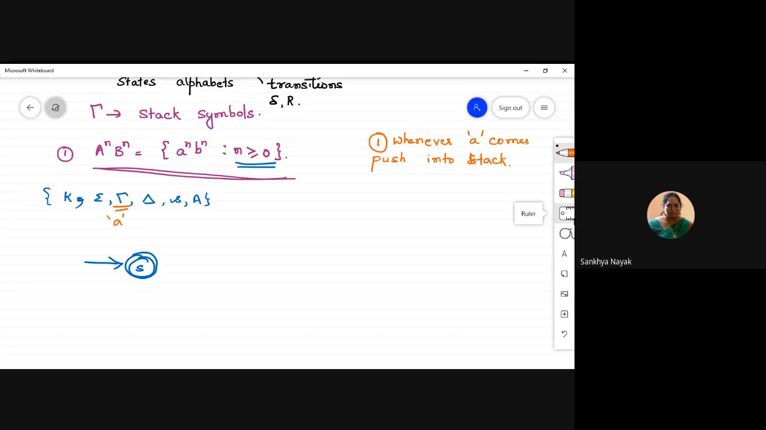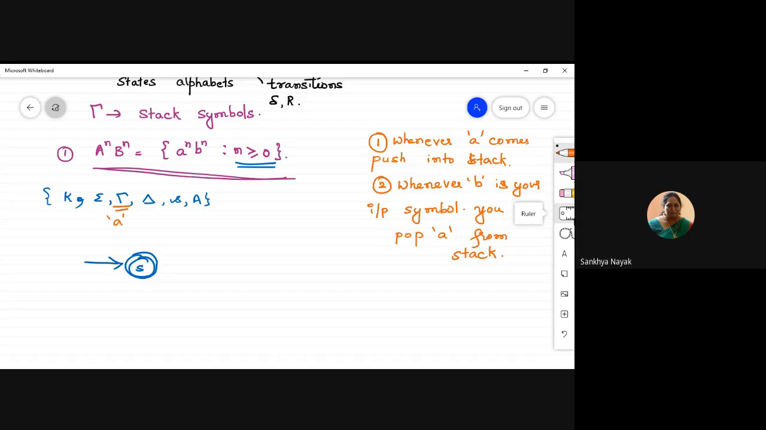Because we are pushing it into the stack. And whenever there is a B, whenever B is your input symbol, then for each B, you pop A from the stack. All right, from the stack.